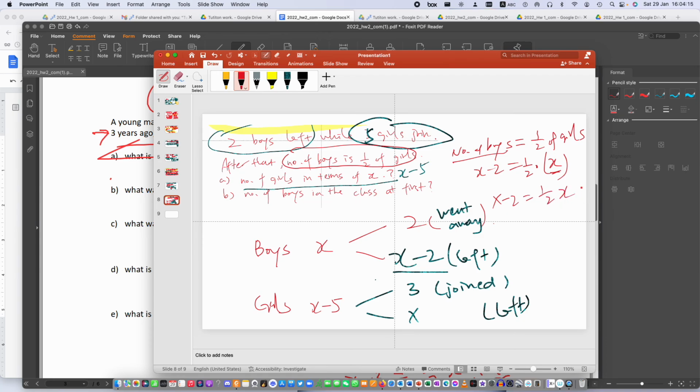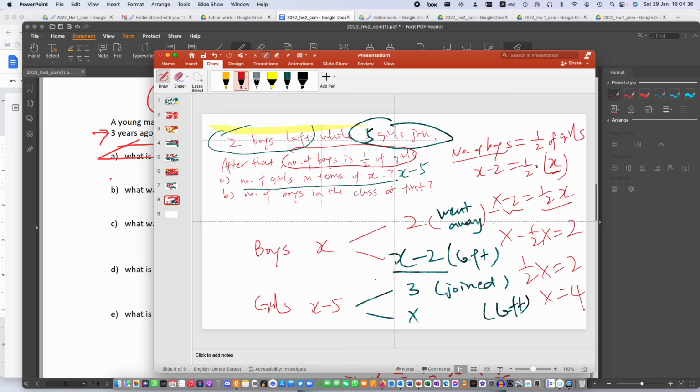Are you clear? So how do you solve this? You have x here, not x, x. So what are you going to do next? Move over. Yes, when you move over, what do you do? Change the sign. Minus 2, move over becomes 2. Yes. Half x is equal to 2. x is equal to 4.